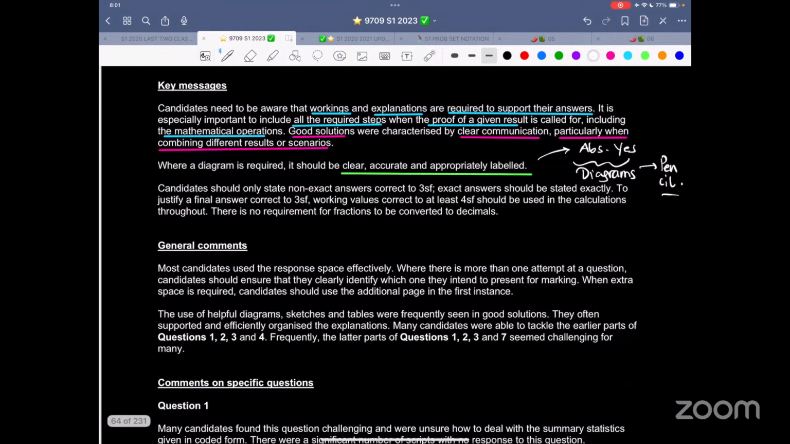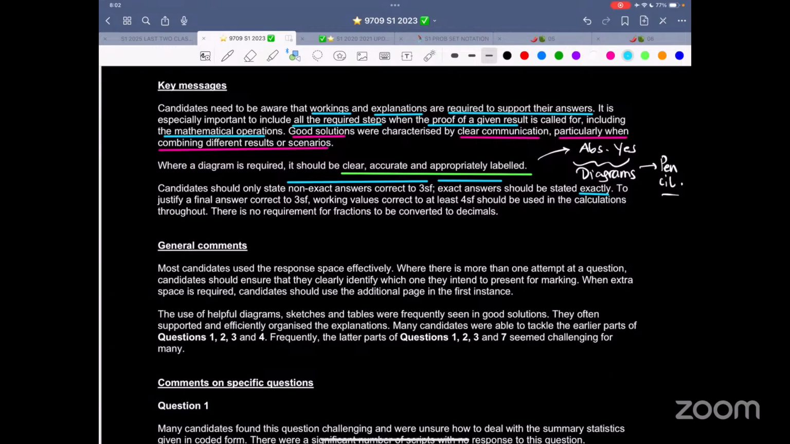Now, let me read further. It further says candidates should only state non-exact answers correct to 3 significant figures. That means if the answer is exact, it's not an issue of accuracy. So it says exact answers should be stated exactly. No wonder they are called exact answers. I mean, that's kind of a lame mathematical joke. Exact answers should be stated exactly.